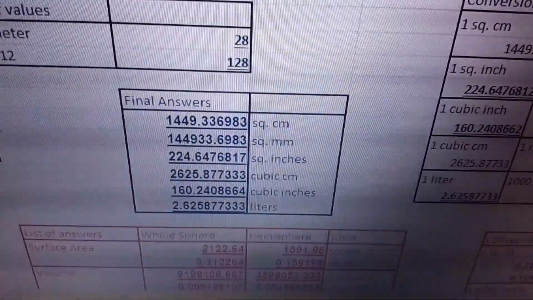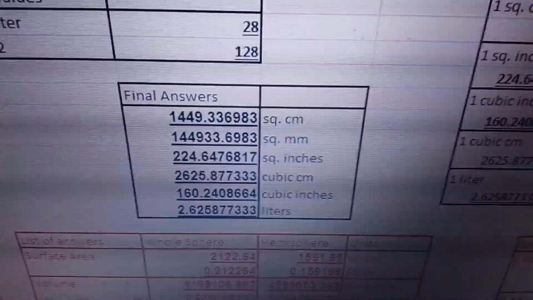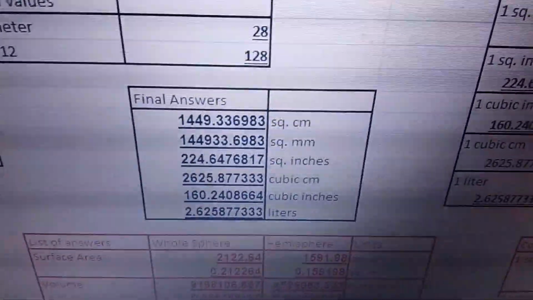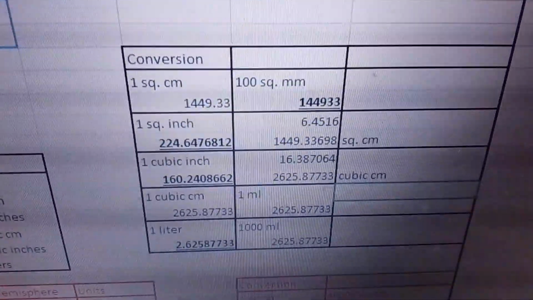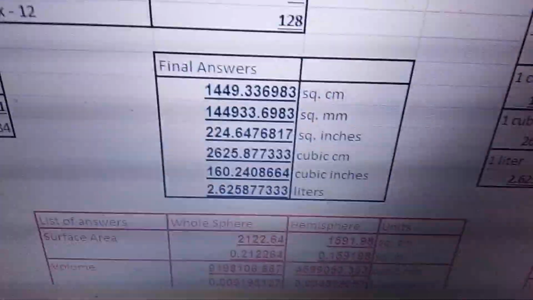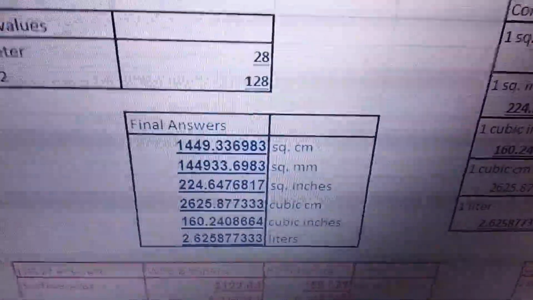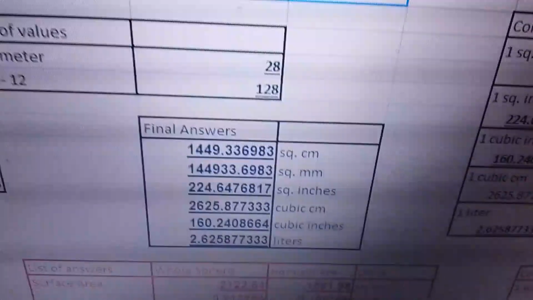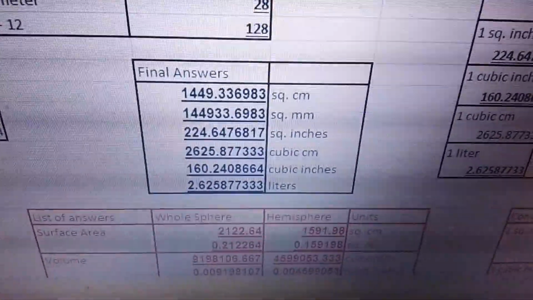And then for cubic centimeters, that's the volume, diba? To solve for the volume, it's 2625, which you see here. And then for cubic inches, your answer in cubic cm divide by 2.54 cubed, which gives you 160.240. And then in liters, 2.62. Because remember, yung 2.625, that becomes ml. Then shift the decimal points 3 places to the left. It's 2.6258733 na lang. And that's it. We're done.